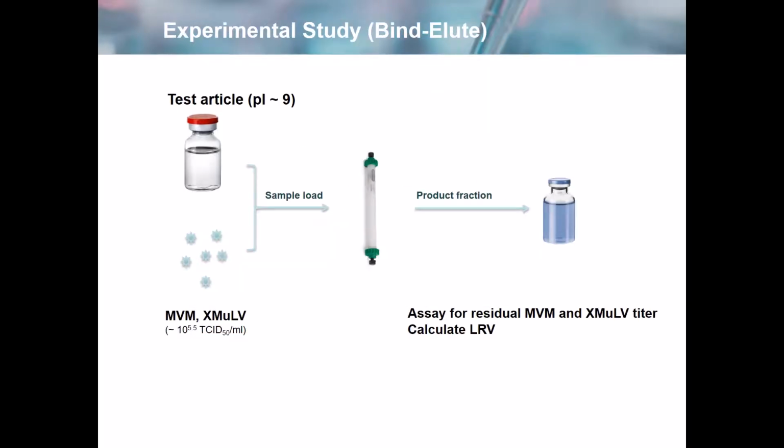So the next portion of the study was to evaluate Nuvia HRS and CHT-XT. Here we have the same test article with a PI of about 9, and we had MVM and XMuLV spiked into separate runs. The sample was loaded onto the column, and it was eluted in a bind-and-elute mode. The product fraction was then collected, and the assays for residual MVM and XMuLV titer were done, and then the LRV was calculated.